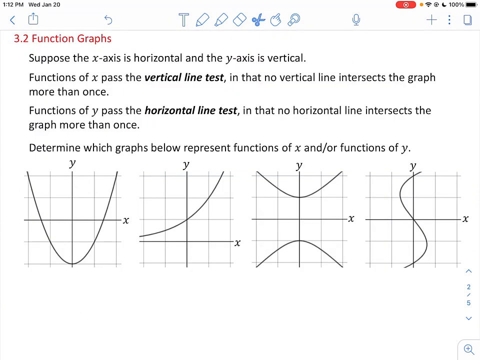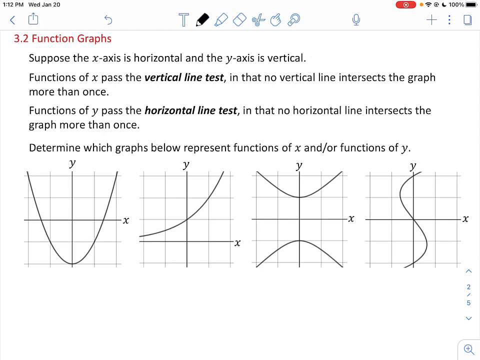Suppose the x-axis is horizontal and the y-axis is vertical. Now that's an important assumption to make, because if I switch that around, then it's going to be a vertical line test that determines whether we have a function of y, and a horizontal line test that determines whether we have a function of x. So everything's backwards. But we'll just generally go with the convention that x is horizontal and y is vertical.